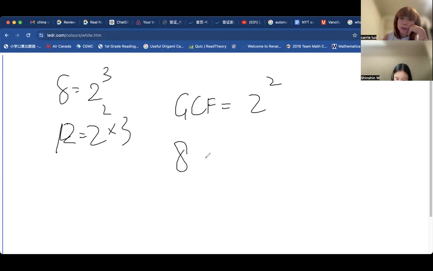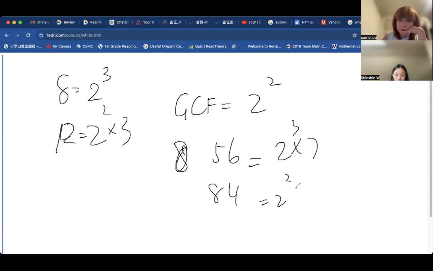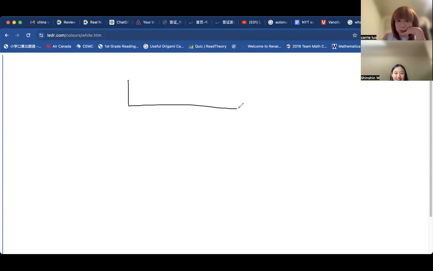So for instance, if you have a number like 56 and you have 84, right? This one equals 2 cubed times 7. This one equals 2 squared times 3 times 7. So the greatest common factor will be 2 squared times 7, which equals 28. But this one takes you a lot of time, Xinxin. The long division, the short division way is for you to practice, and you can just show them the method they want, but on your own paper, you can just use my method. It's much quicker.